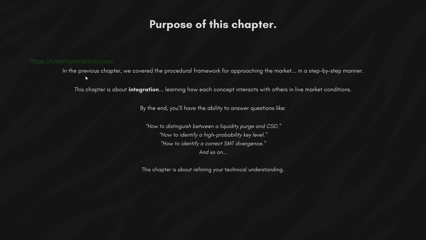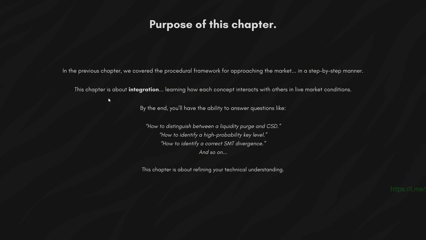Now, in the previous chapter, I basically laid out the step-by-step framework, the full process for how to approach the markets in a structured way. Okay, basically I gave you the procedural framework for what you do first, then what comes next, and so on. And we discussed all of that in a step-by-step manner. But this chapter right here is going to be different.